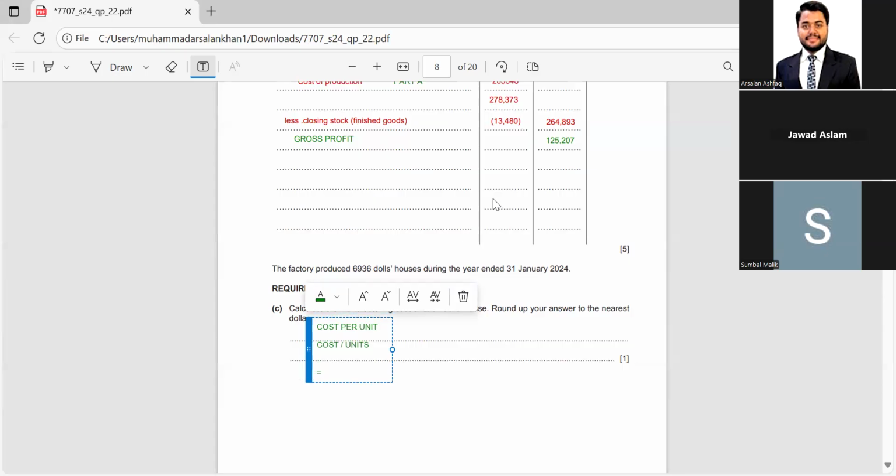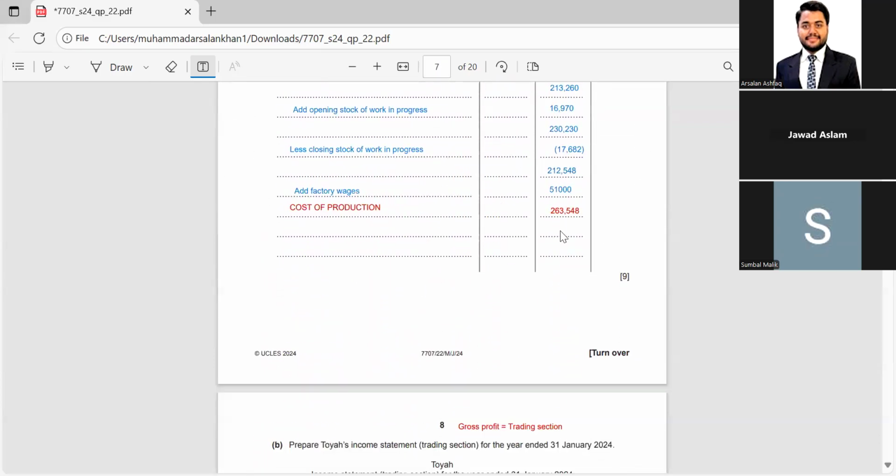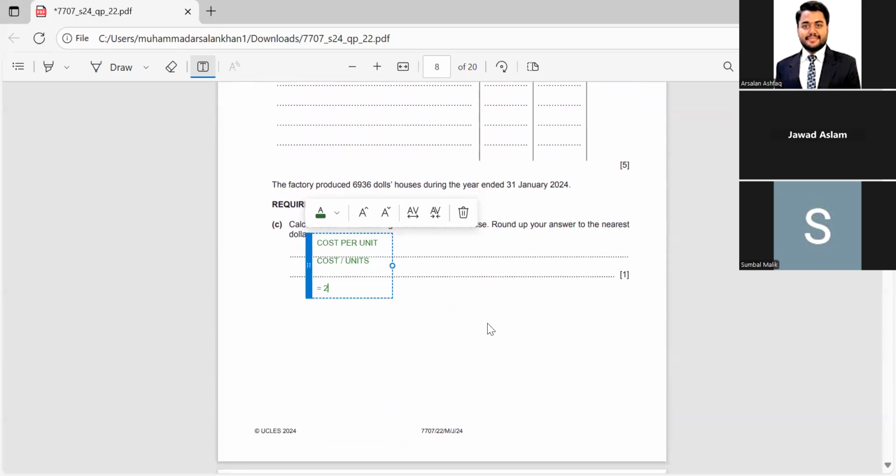So the cost of production given in part A, which we have calculated, is 263,548. Okay. 263,548 is the cost of production. So we'll write 263,548 as a cost, and we'll divide with the number of units. So how many units they have produced? 6936. So we'll divide it with 6936 to get the manufacturing cost per doll. We take the total cost of production of dolls and divide it with the number of dolls produced, 6936, to get the manufacturing cost per doll.